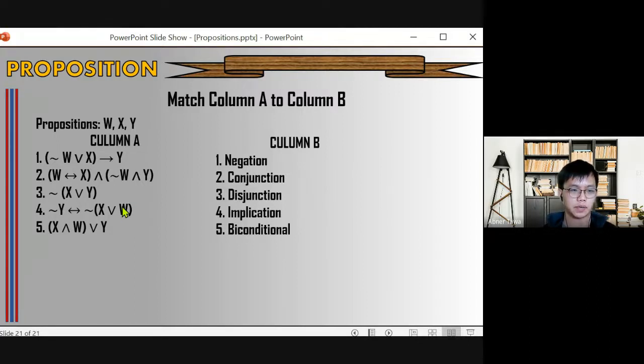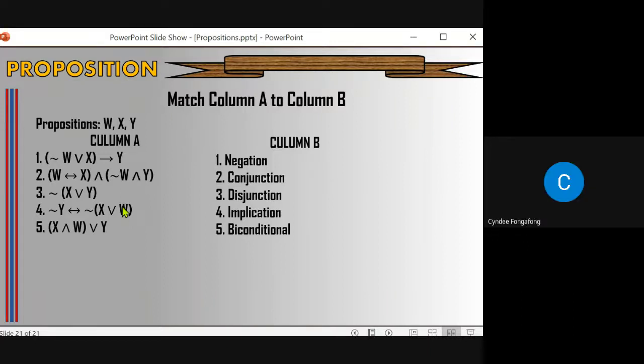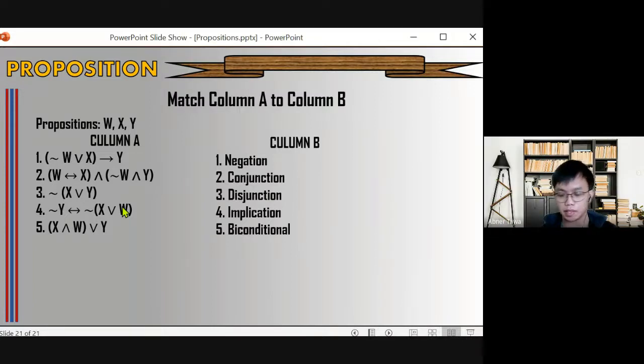Okay, what is our answer for number 1? Okay, anyone who wants to volunteer to answer number 1? Yes, Ms. Sandy. Sir, implication. Okay, very good. Number 1 is implication. Tama. How about number 2? So the main operation used in number 1 is we have here the symbol, one-sided arrow. Pag yan ang symbol, ang tawag natin sa connective or propositional implication.